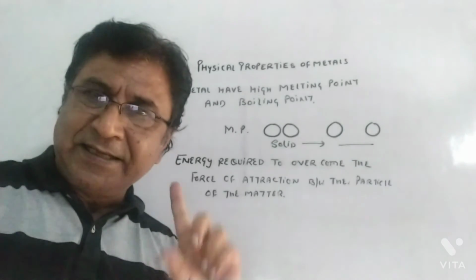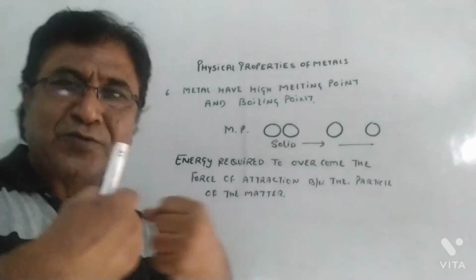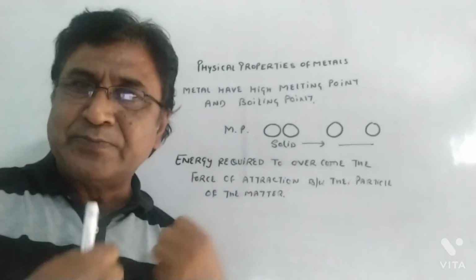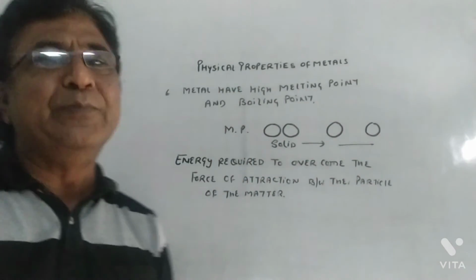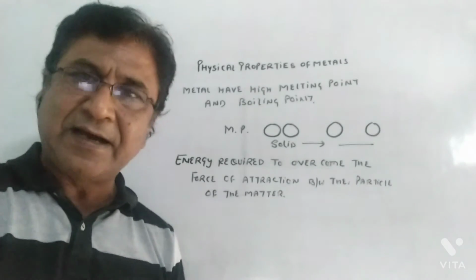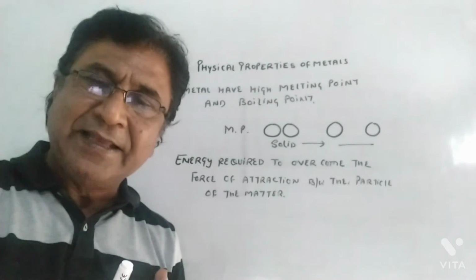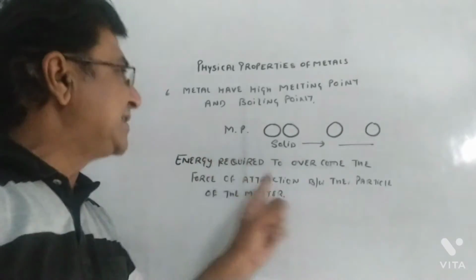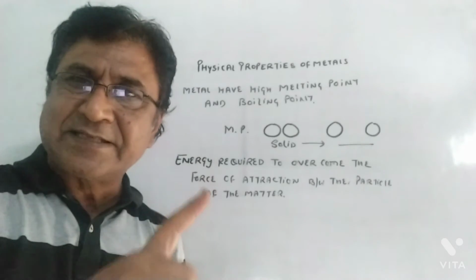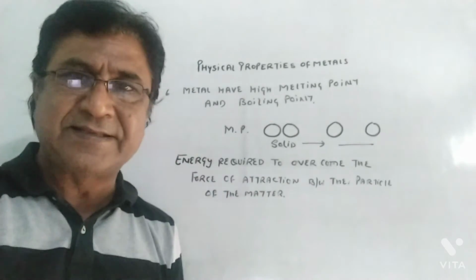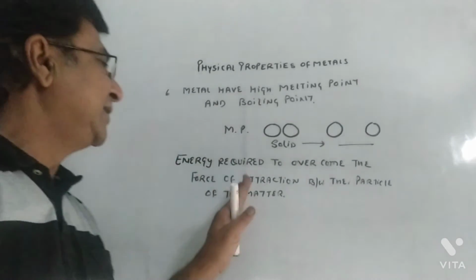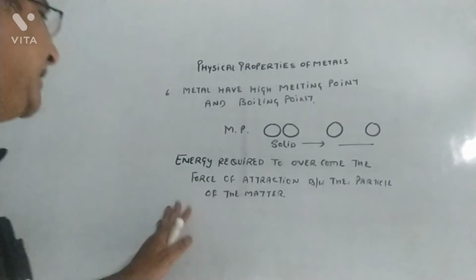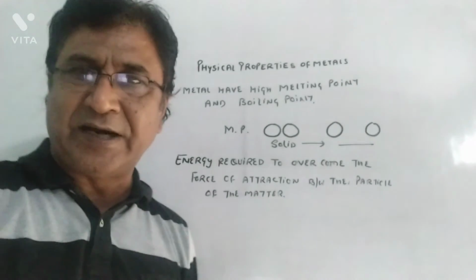So metals are solid because their force of attraction is much higher. The energy required to overcome it is much higher. That is why the melting point of the metal is higher. If the melting point is higher, the boiling point is also going to be higher. This is the reason metals are solid in the first case. So remember, melting point is the energy required to overcome the force of attraction. For that reason, the melting point is higher and the boiling point is also higher.